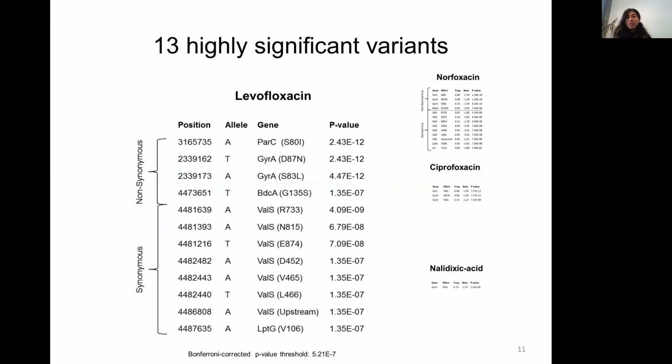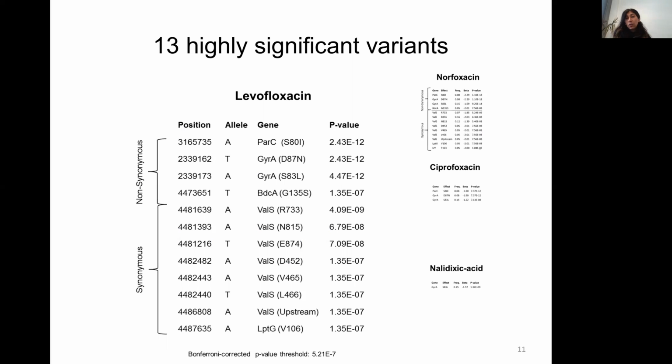Now, the question is, what are these 13 variants? As you can see, the top ones with very significant p-value are the known variants in gyrase and parC. After that, we have some new variants in bdcA and valS, etc. Here, we separated the synonymous from non-synonymous ones, as it is easier to find a causality link for them.